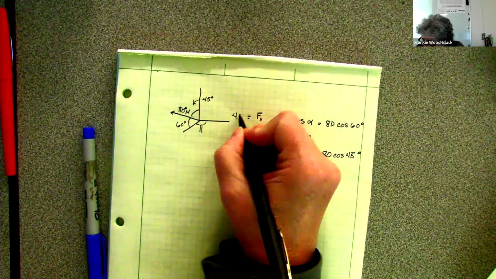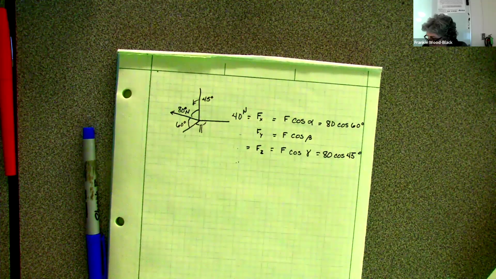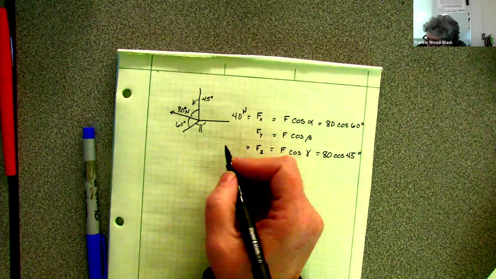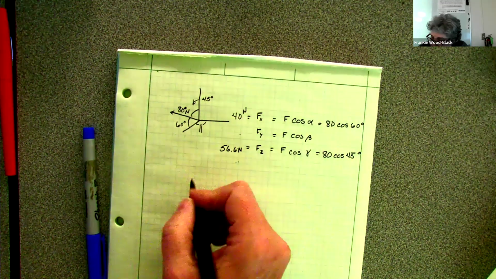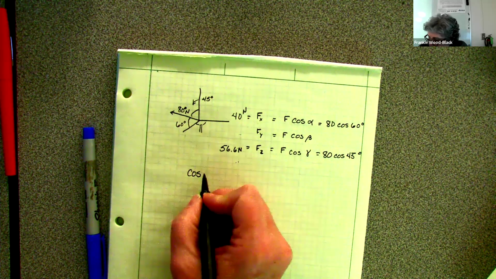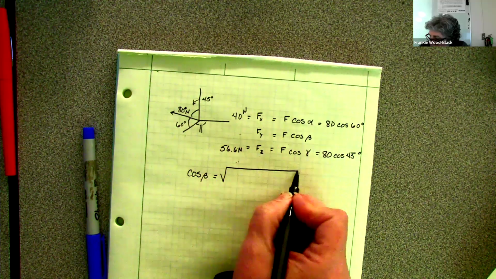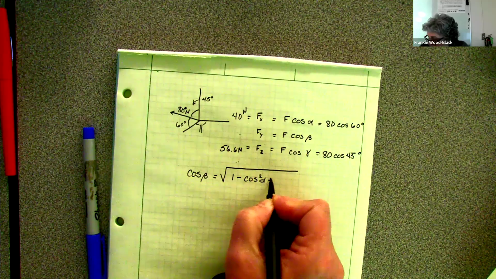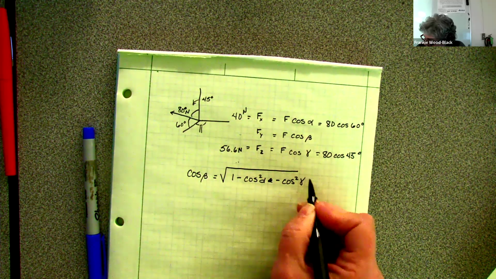That one is 40, and that's 40 newtons. This is going to be 56.6 newtons. Now, beta, cosine of beta is going to equal the square root of 1 minus cosine squared alpha minus cosine squared gamma.